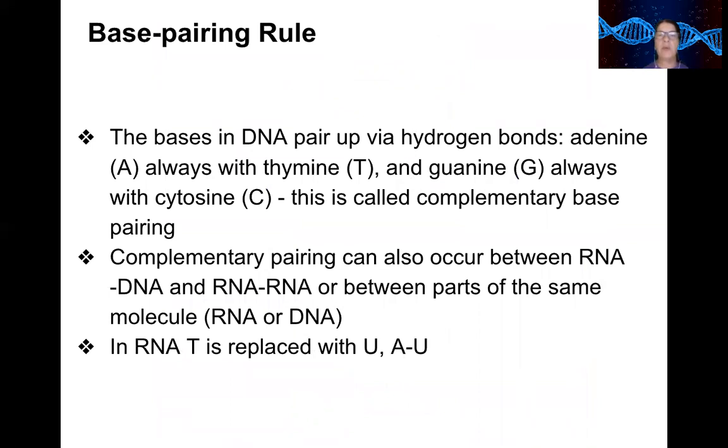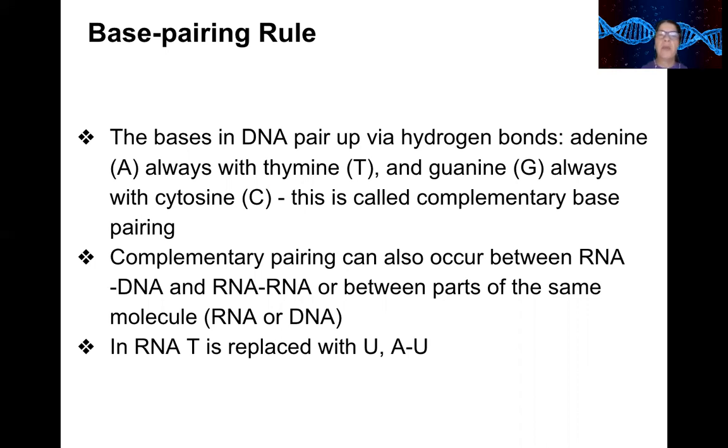So the base pairing rule: DNA pairs up via hydrogen bonds between A and T, 2 of them, and between G and C, 3 of them. And this is called complementary base pairing. This is all a review for you because you know this from bio.